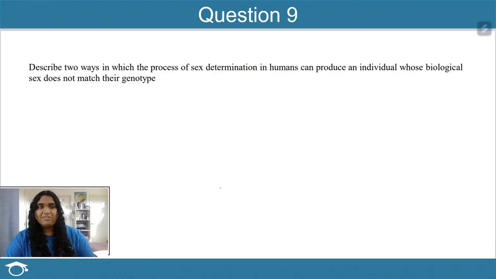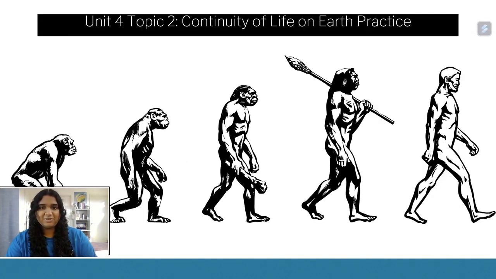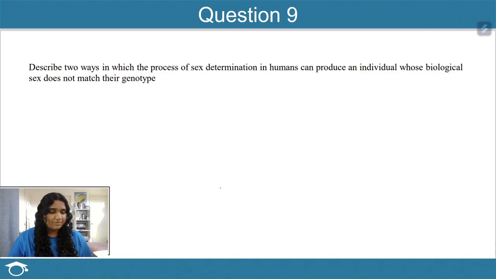Okay. Final question, I think this is the final question. Yes, for Unit 4, Topic 1. Describe 2 ways in which the process of sex determination in humans can produce an individual whose biological sex does not match their genotype. All right. This is sort of related to what I was talking about when we were doing Hox genes, but it's asking for the description of 2 ways, so I'll make this a 2-mark question. So give yourself 2 minutes, pause the recording, have a go at answering the question, and then I'll walk you through your answer.